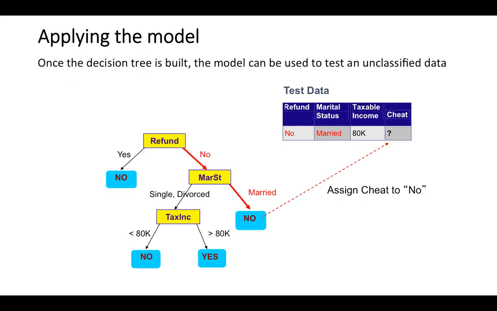Once the decision tree is built, the model can be used to test unclassified data. So for instance, you have this test data with the attributes no, married, and 80K. You can go through the decision tree, and then we have to look at the marital status, and if he is married, you can assign the cheat label as no. That's the idea behind the decision tree, that you can easily test unclassified data and then assign the class label.